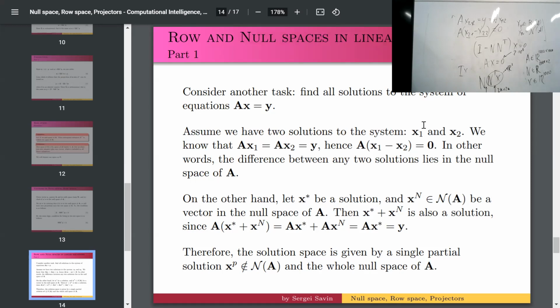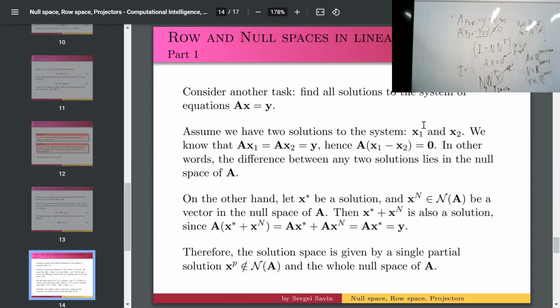here you have the argument that if x star is a solution, then x star plus xn is also a solution as long as xn is in the null space. So if we have a solution to a linear equation, you can extend it to a family of solutions just by adding to it elements from the null space. And this x star can be called a particular solution. Particular, not partial. I'm not sure why it is partial there.